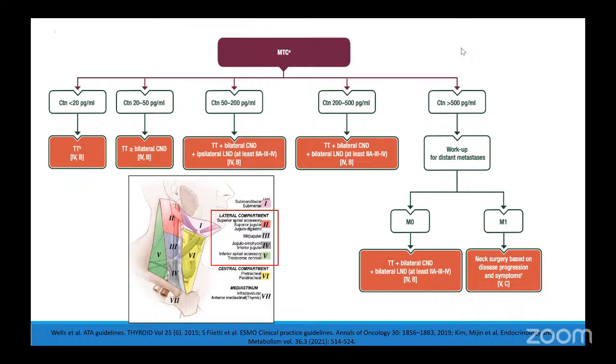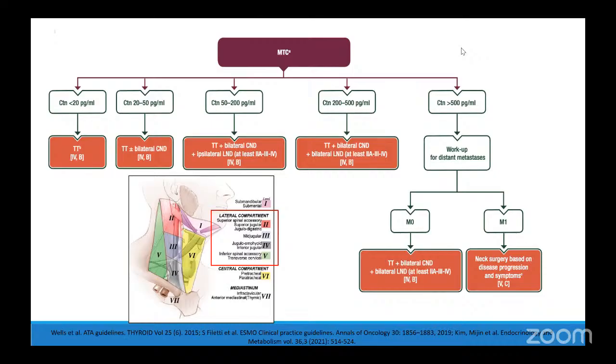The ATA guidelines recommend total thyroidectomy with central neck dissection as the standard of care. But if the calcitonin level is less than 20 picogram per ml, total thyroidectomy is enough. When the calcitonin is between 20 and 50, total thyroidectomy and bilateral central neck dissection is recommended. Once the calcitonin is more than 50 but less than 200, an ipsilateral lateral neck dissection is also recommended. And once the calcitonin is more than 200 but less than 500, bilateral lateral neck dissection is recommended.